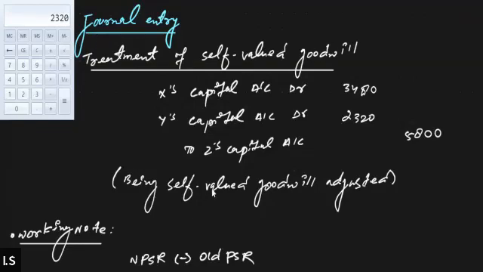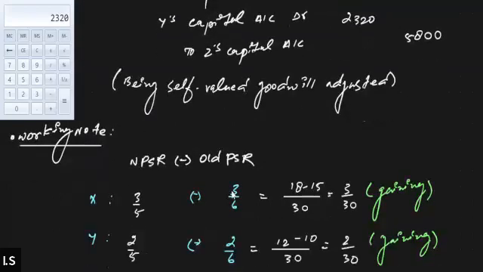So this will be the correct journal entry, guys. I'm sorry. X capital account, Y capital account to Z capital account.